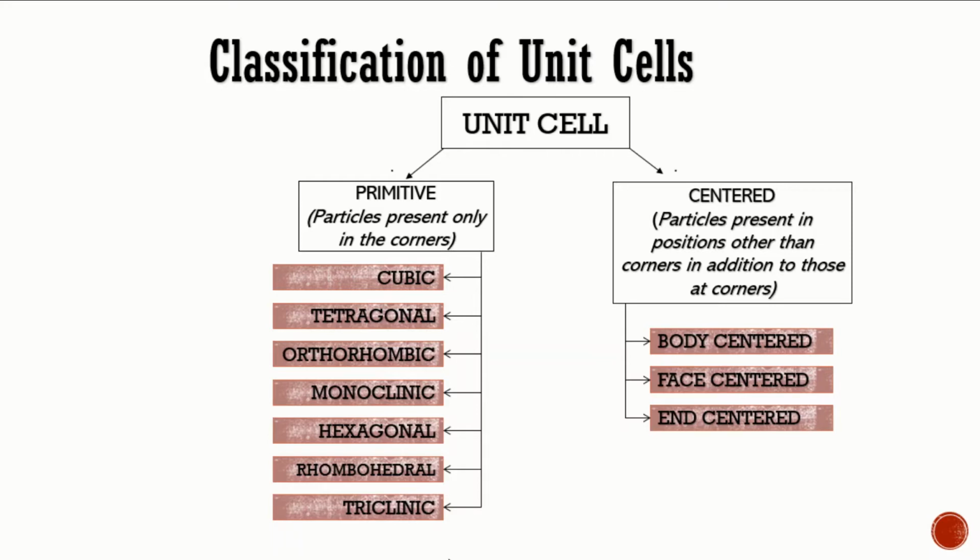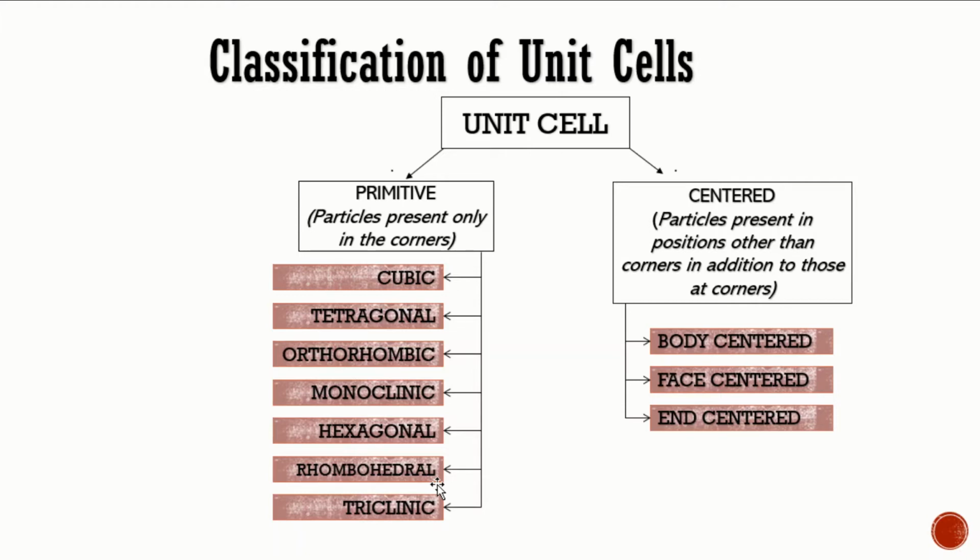However, it has been observed that the particles may be present not only at the corners but also at some special positions within the unit cell. Hence, unit cells may be broadly divided into 2 categories. Primitive cells. These unit cells are the ones in which the constituent particles are present only at the corners. There are 7 types of primitive cells.